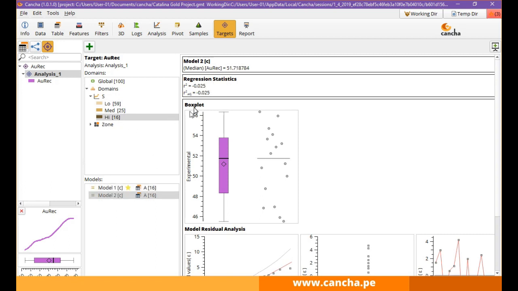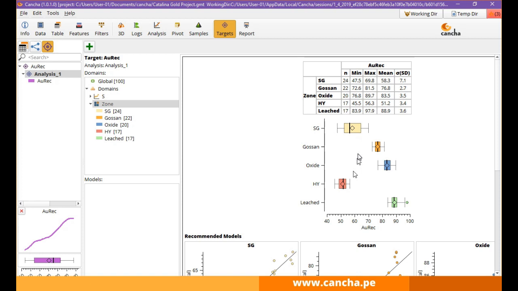But we could also have a look here and say, okay, the median value is 51.7. They're both very close to each other. You can see the difference here between the mean and the median on the box plot. Either one of those would be fine to describe that domain, but there's only 16 out of 100 samples in that domain. Let's see what would happen if we look at zones.